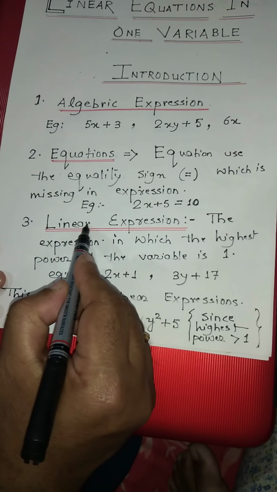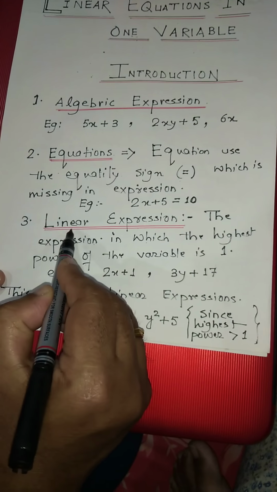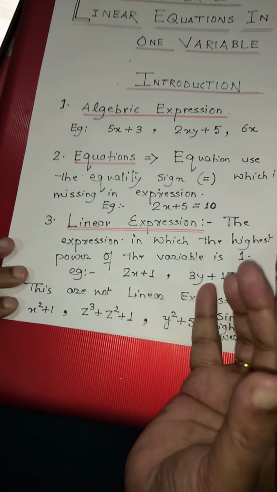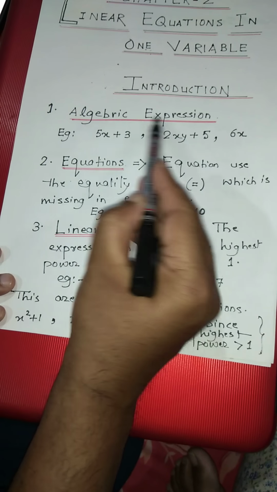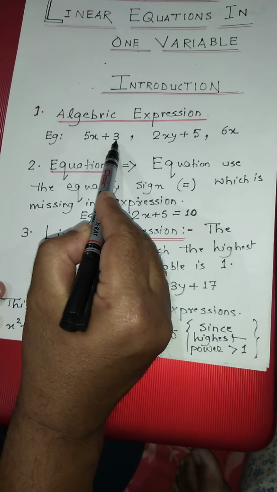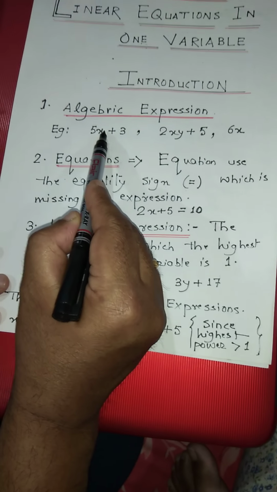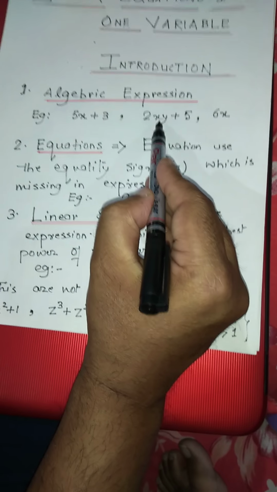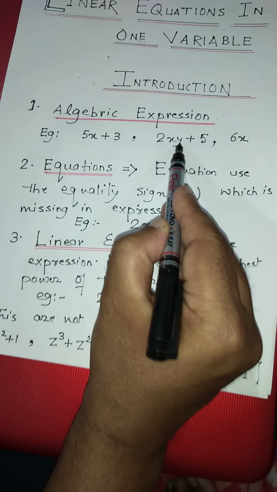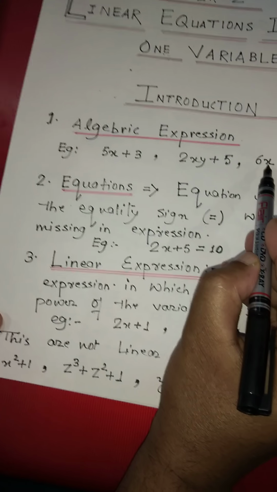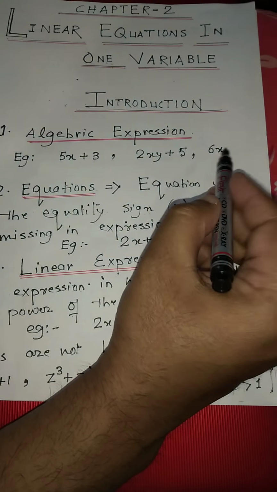Now let us understand what is the meaning of this word linear. So what is a linear expression? Before that, you have to understand what is a variable. Now let's see, in the algebraic expression in the first example, 5x plus 3, what is the variable I've used? The variable is x. In the next case, I've used variables x and y. And in the third case, I've used variable as what? Yes, absolutely, x.